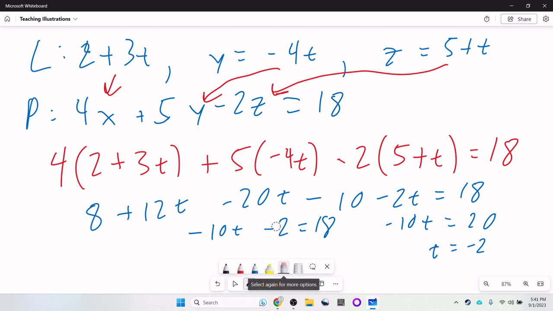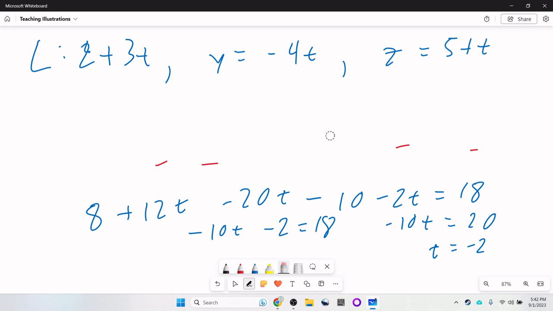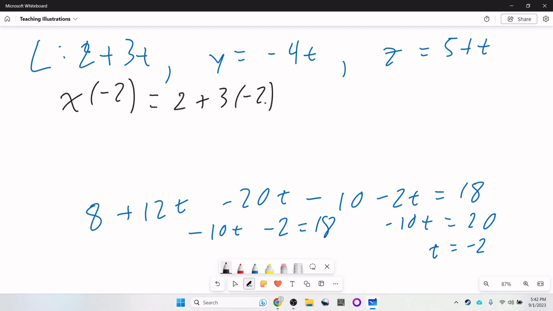So now that we know what t is, we can plug it in to L to get where it hits the plane. So let's plug in negative 2. So x of negative 2 would be 2 plus 3 times negative 2, or 2 minus 6 is negative 4.